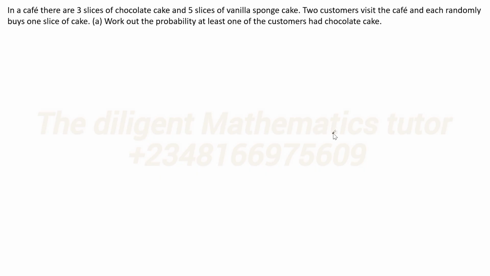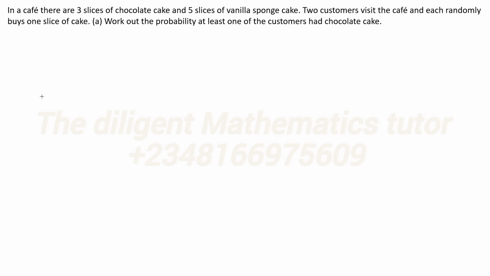Okay, so the next one. In a cafe there are 3 slices of chocolate cake and 5 slices of vanilla sponge cake. 2 customers visit the cafe and each randomly buys 1 slice. Work out the probability that at least one of the customers had a chocolate cake. Okay, so let's do our probability tree. 2 customers bought cake. So it means 2 times. The cake was ordered 2 times.